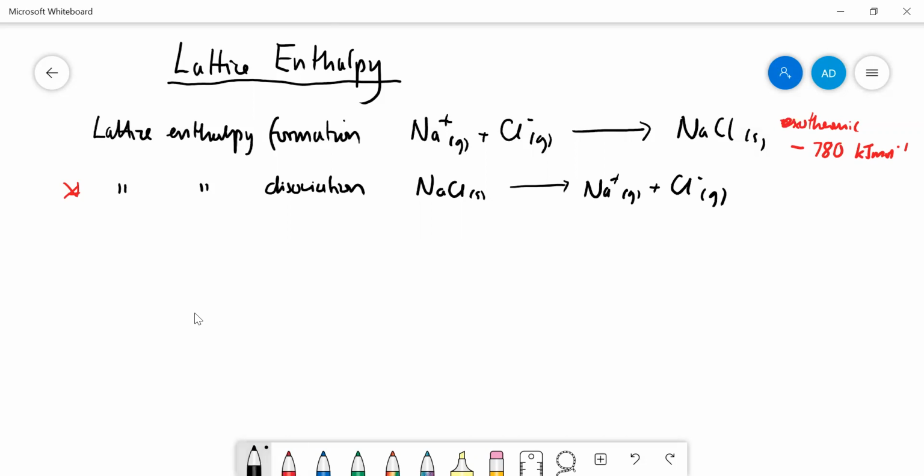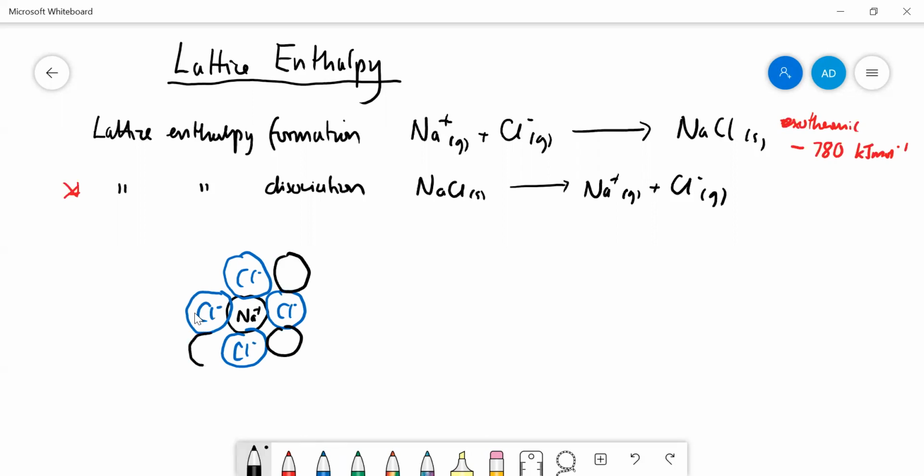So if you just remember your ionic lattice, if I just draw a two-dimensional one, there's a sodium ion, and each sodium ion is going to be surrounded by chloride ions. Draw them a little bit bigger, as they are a bit bigger than the sodium ions. And then there's going to be sodium ions there, and that's going to be a repeating structure, yeah? We're all familiar with that from year 10, at least.